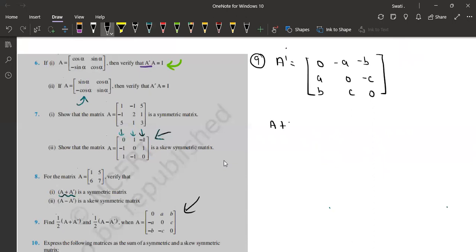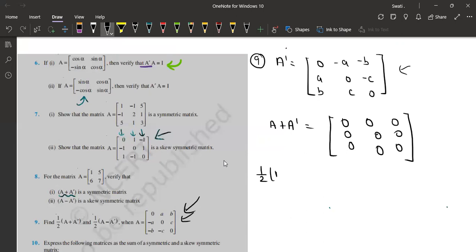Now let's find out A plus A transpose, right? So what is A plus A transpose? Similarly, simply you have to add this and this. So if you add this, it will become 0, A minus A, 0, 0, 0, 0, 0, 0, 0, 0, right? This is our A plus A transpose. So even if you do half of A plus A transpose, half will get multiplied with each entry, that is 0 only, so it is still going to be 0. So we are basically getting a null matrix, right? Okay, now we are done with this.